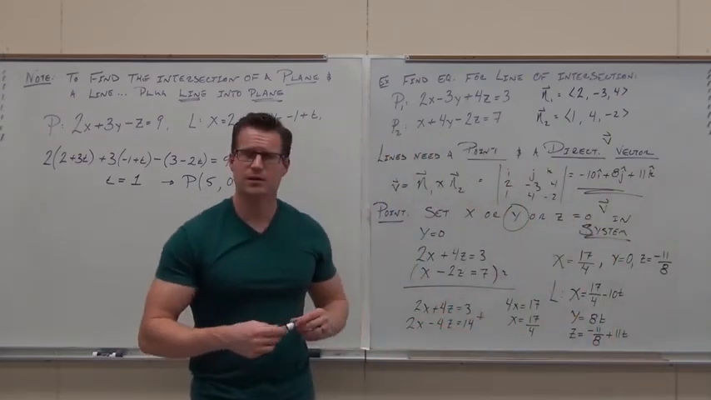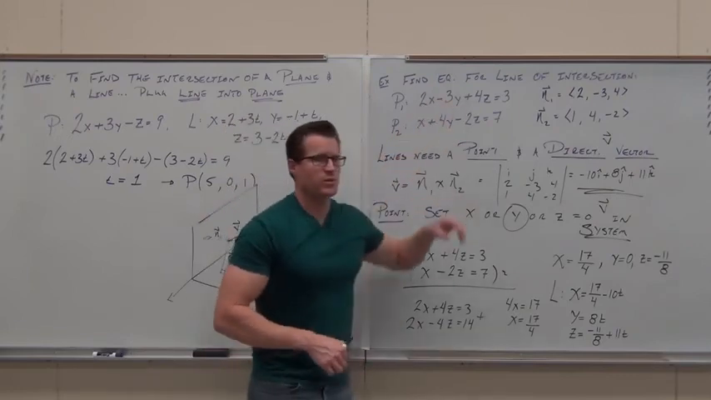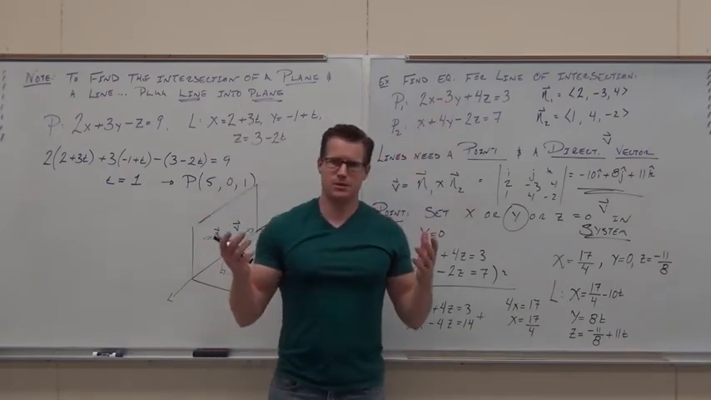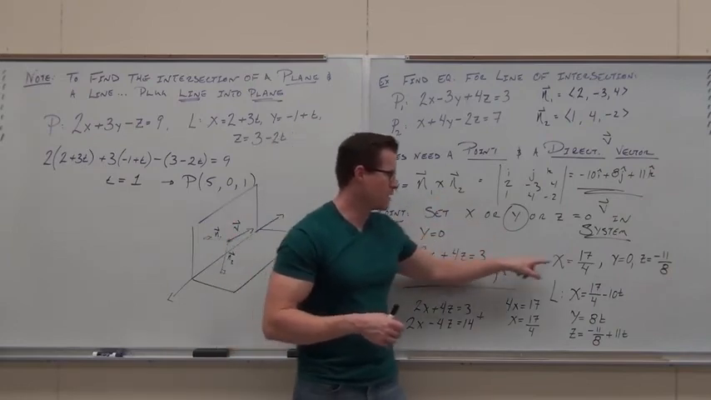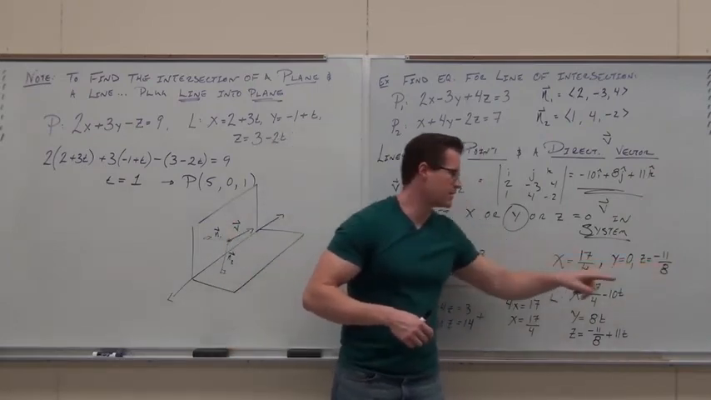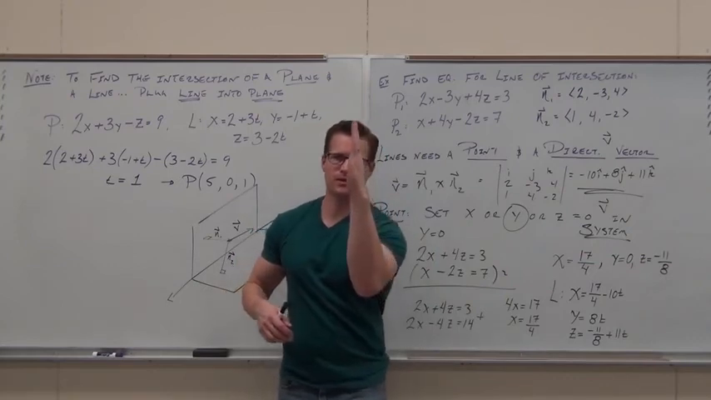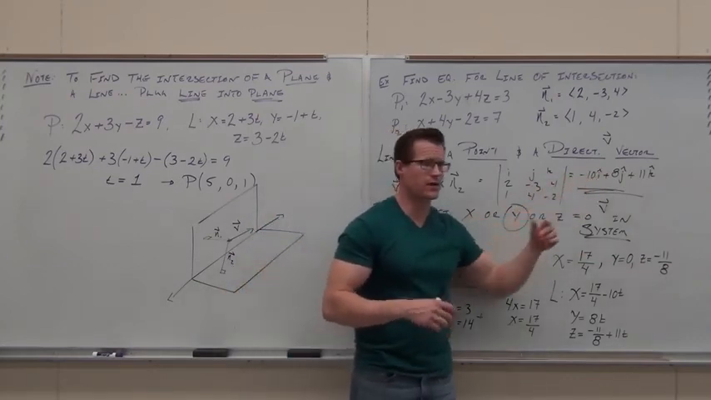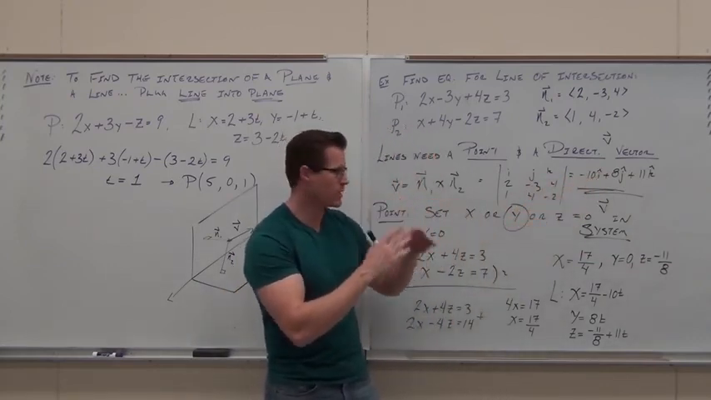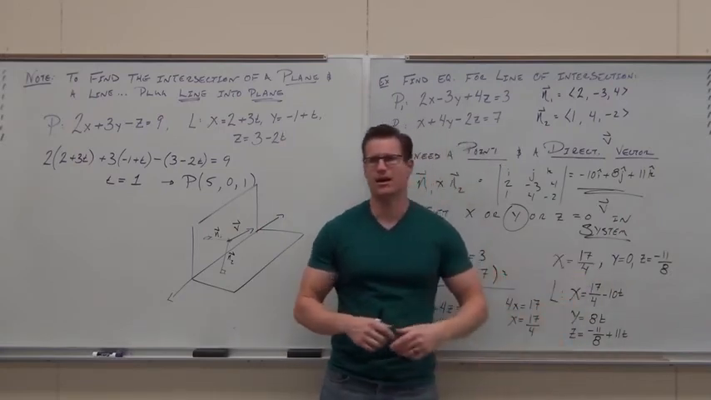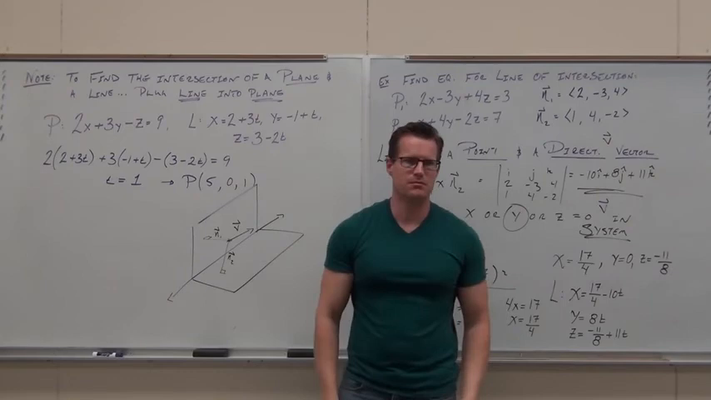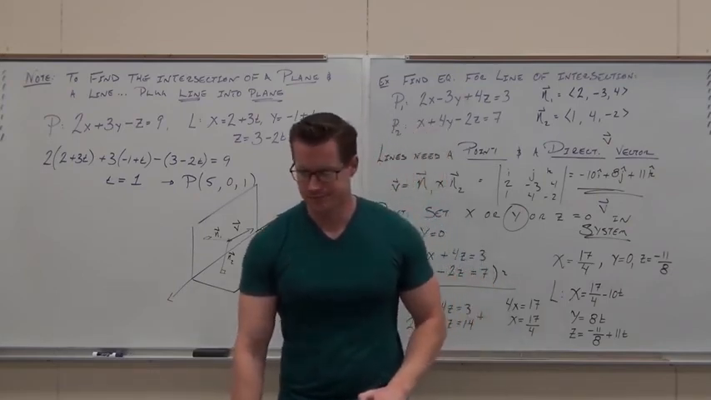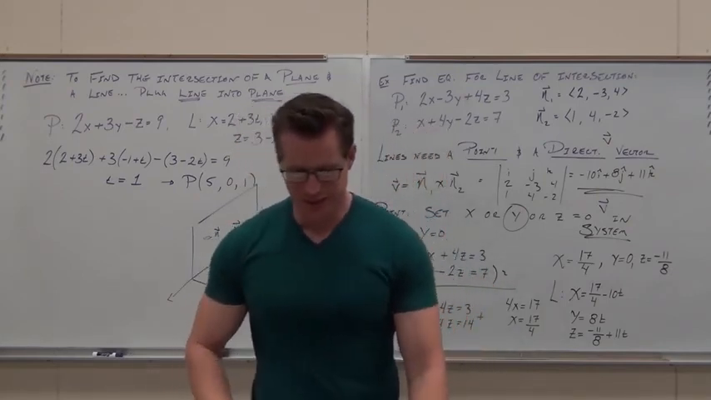It's pretty interesting. These planes are going to meet somewhere in space. Their meeting is going to be a line. I know that line because I did the system. It's going to travel through that point on the XZ plane. Using that point and the direction vector, which is mutually orthogonal to our normals, we now have an equation of that line. That's pretty cool. We just found the line that these planes make. Pretty neato.